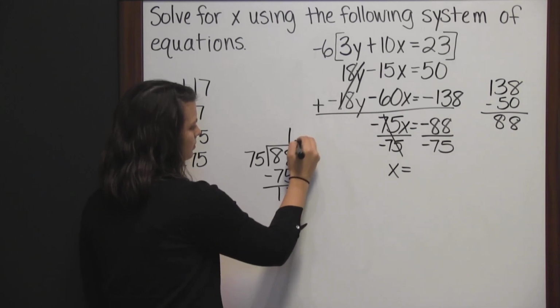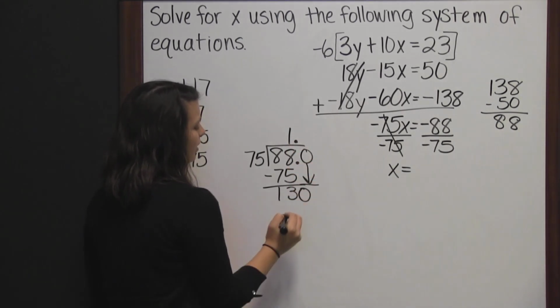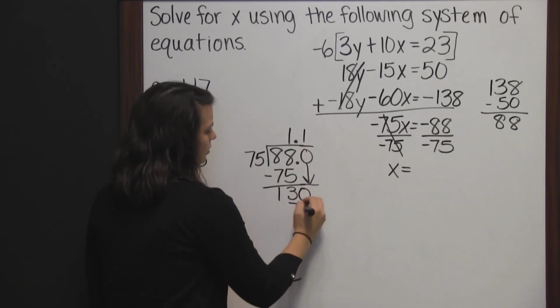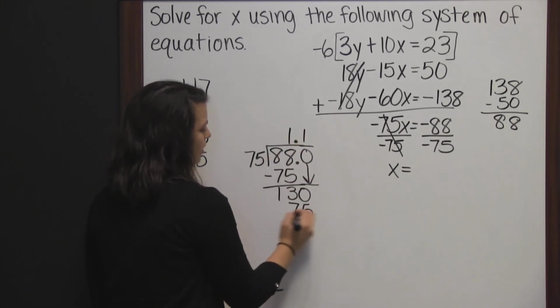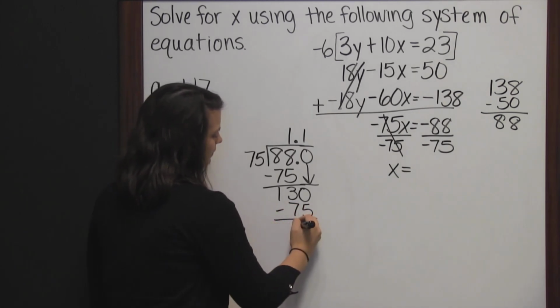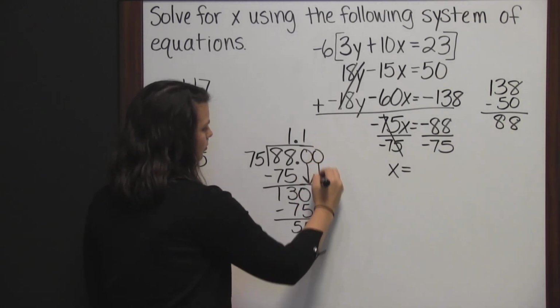Add a decimal and a 0, bring it down. 75 goes into 130 one time. 75 times 1 is 75. Subtract, and we get 55. Add a 0 and bring it down.